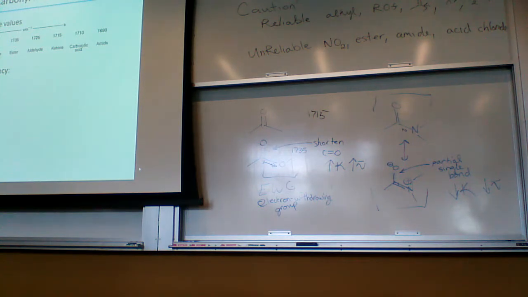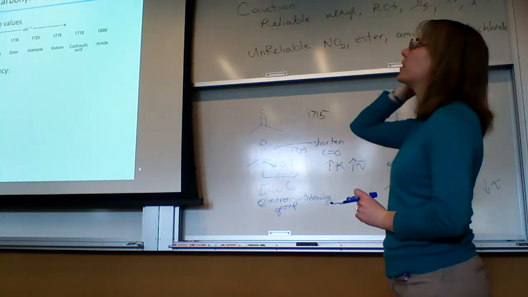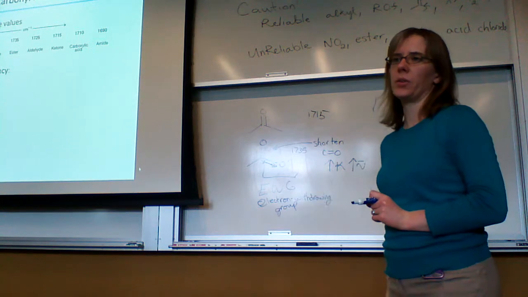The ester has that, but it's to a lesser effect because oxygen really doesn't want that positive charge. Nitrogen doesn't care as much. You can take a positive charge. And so the amide gets shifted down by resonance, whereas the ester and the acid chlorides and the anhydrides are all shifted up by electron withdrawing groups.